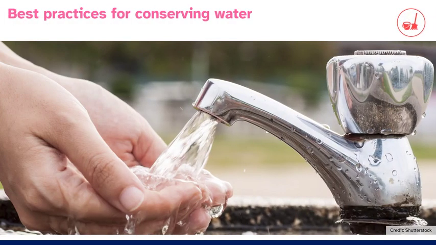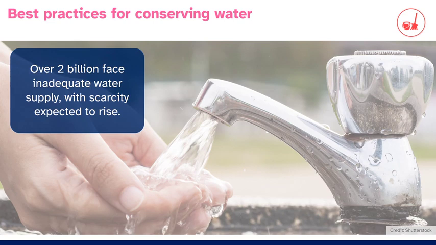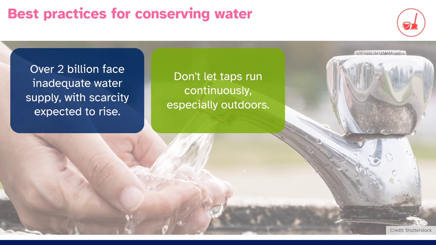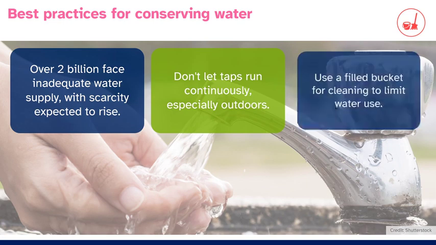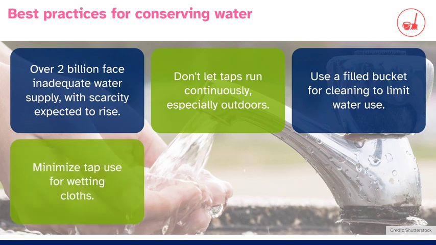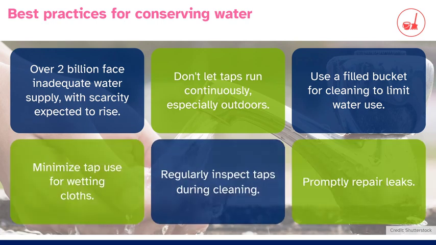Environmental cleaning requires a reliable water source. With over 2 billion people facing inadequate water supply, it's essential to conserve water effectively. Avoid letting taps run continuously, especially outdoors. Use a filled bucket for cleaning to limit water use. Minimize tap use for wetting cloths. Regularly inspect taps during cleaning and promptly repair any leaks. Refer to the water module for additional water conservation strategies.